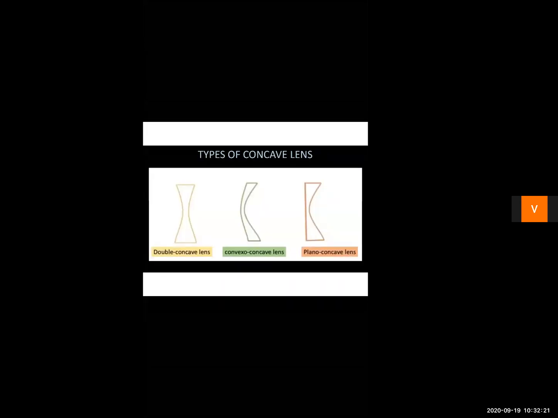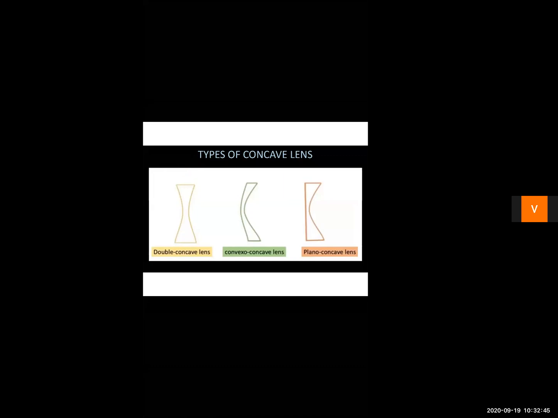Now next you can see the types of concave lens. Now this is your concave lens, right? The concave lens is thin in the middle and thick at the edges. So this is your double concave lens, which in simple terms we call a concave lens, right?